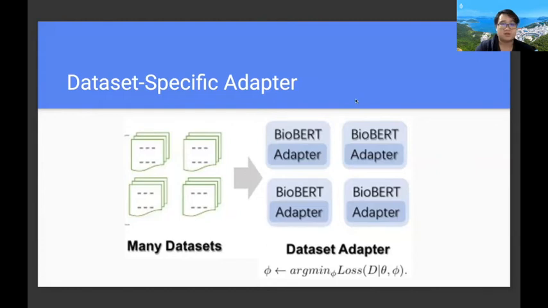Mathematically, it corresponds to the following optimization problem, with theta denoting the transformer parameters which are kept fixed, and phi denoting the adapter parameters to be optimized.